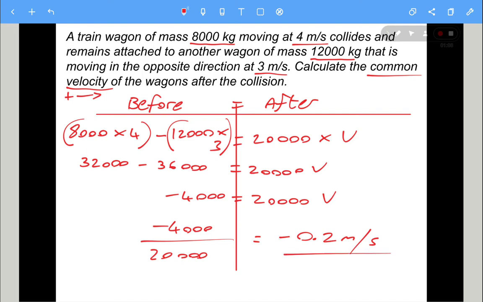And what that negative means is that it's moving to the left. So when the wagons come together, they're going to move off to the left after the collision at minus 0.2 meters per second. Hopefully that's okay. Let's move on to the next one.